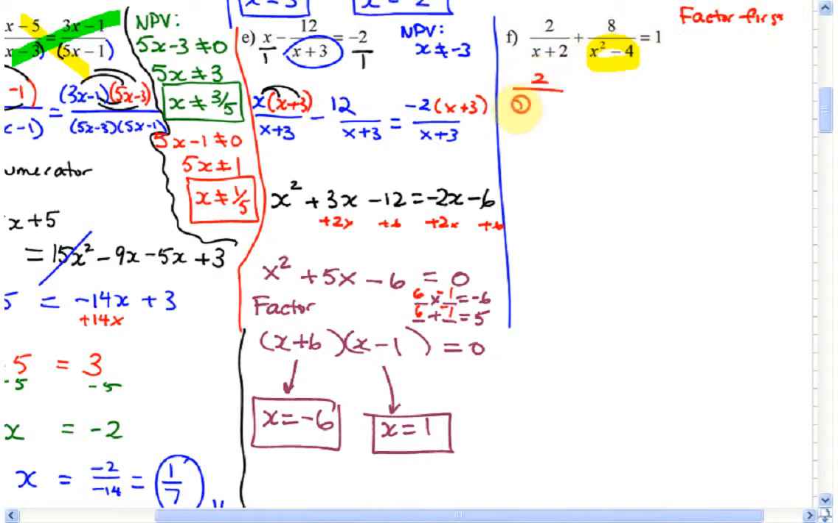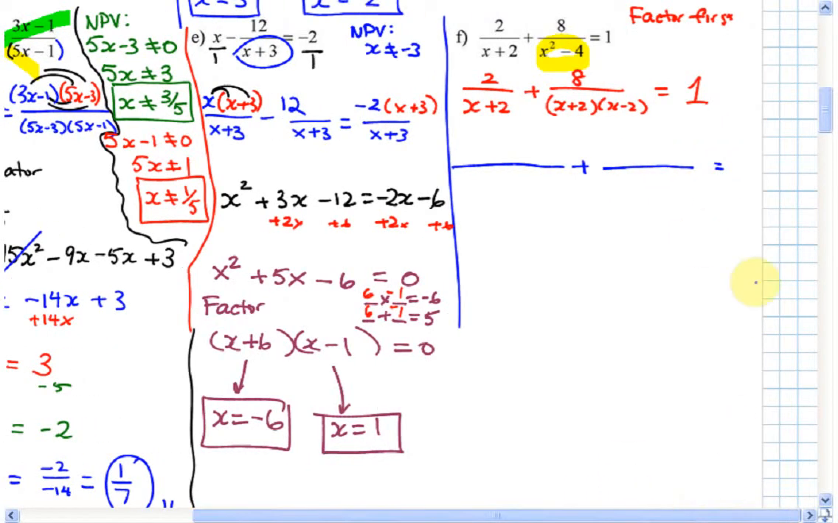Yeah, so let's rewrite this as 2 over x plus 2, I'm going to add 8 over x plus 2, x minus 2, equal to 1. Okay, so I just wanted to factor into the binomials first. That makes such a huge difference because now when you look for your common denominator, it should be easier to spot. Can someone now tell me what the common denominator will be for this one? X minus 2. Yeah, thanks, Tanessia. X plus 2, x minus 2.